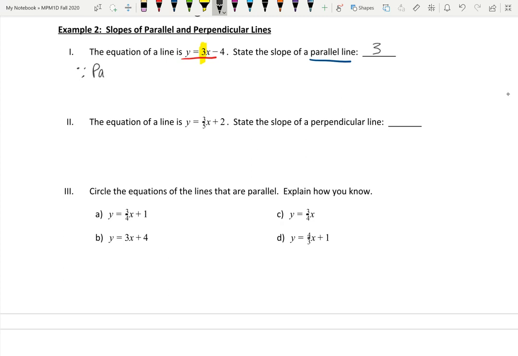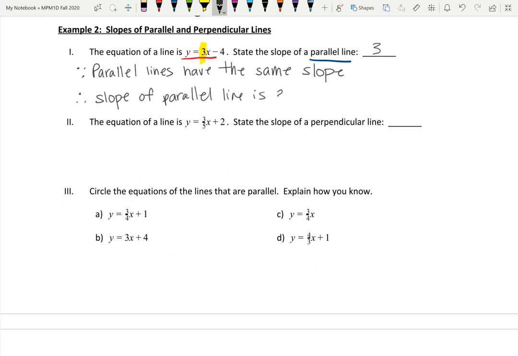Since parallel lines have the same slope, therefore the slope of the parallel line is 3. Notice I'm not writing 3x, just 3.